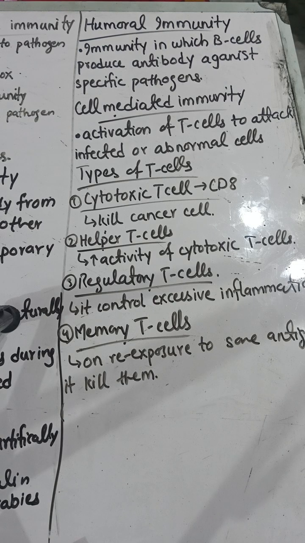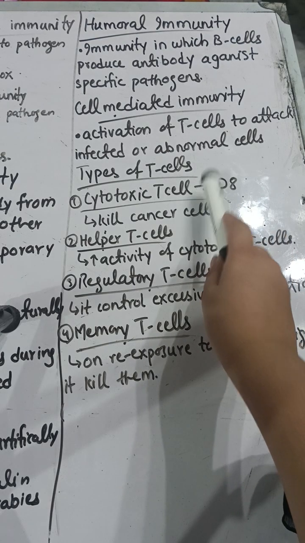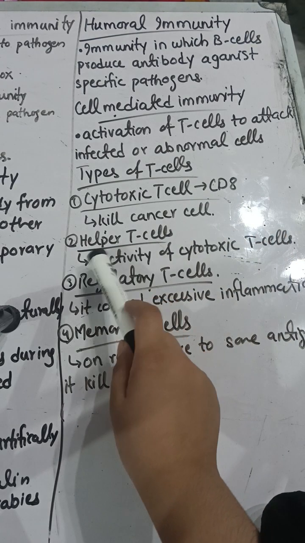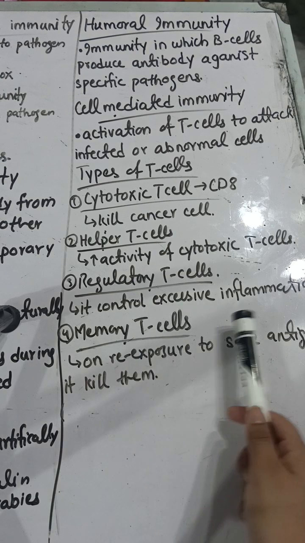There are some helper T cells which stimulate this cell activity. They are helping them, so therefore we call them helper T cells, because they are helping cytotoxic T cells. Some are regulatory cells. They control the excessive inflammation.